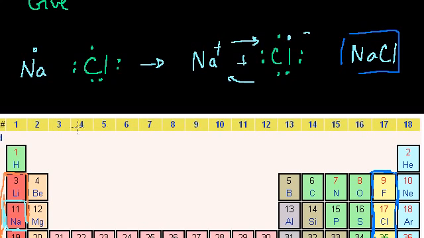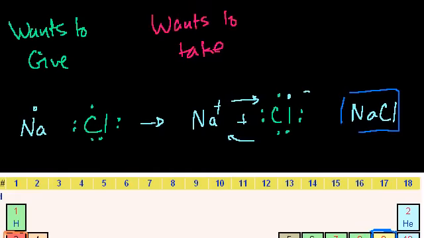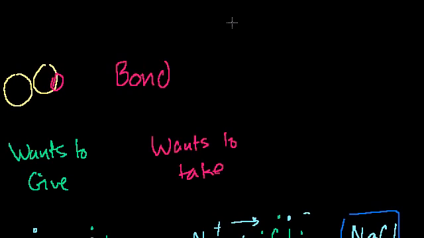Now that's the situation where one guy really wants to offload an electron, one guy really wants to take it. What happens in the situation where they're not as extreme in their views on whether or not they want to give or take electrons? So let's think of a few other examples. The best example is what if elemental oxygen, right?